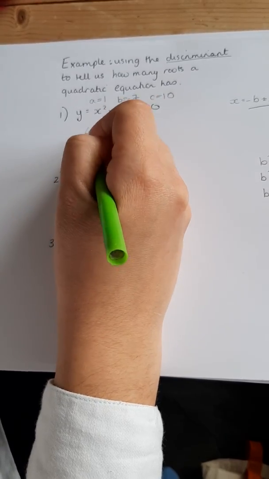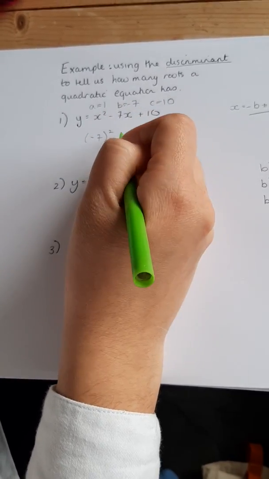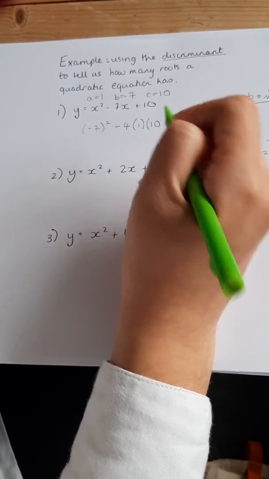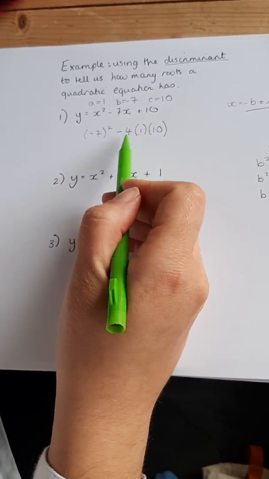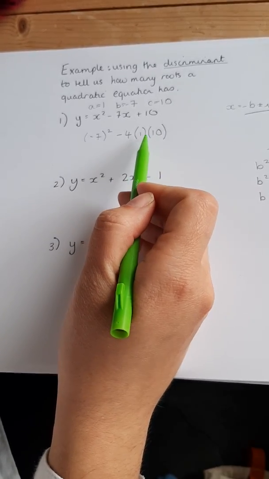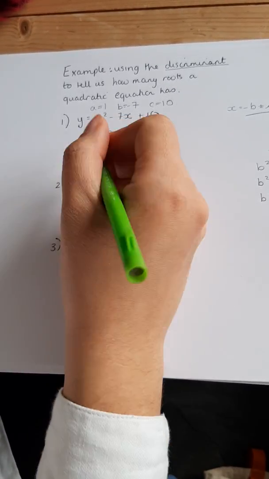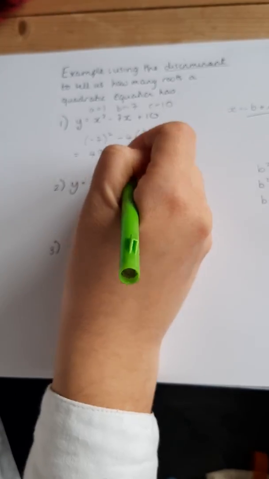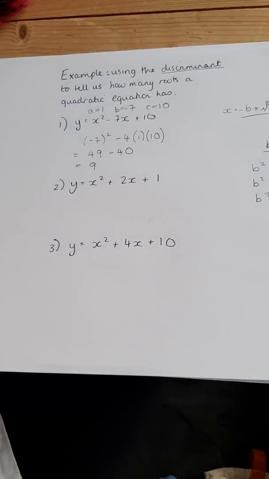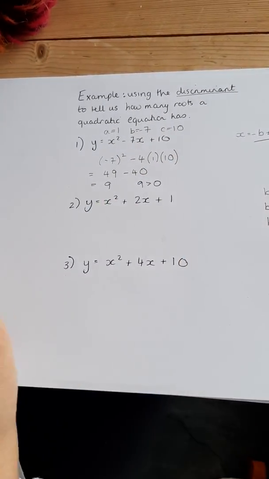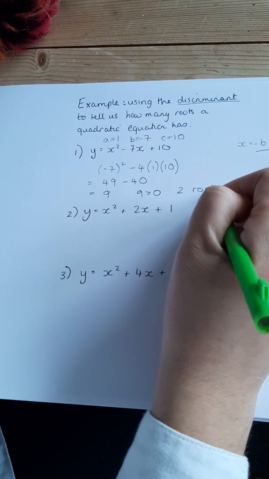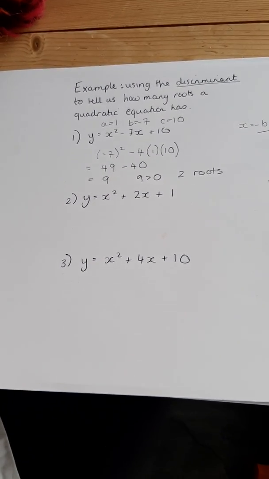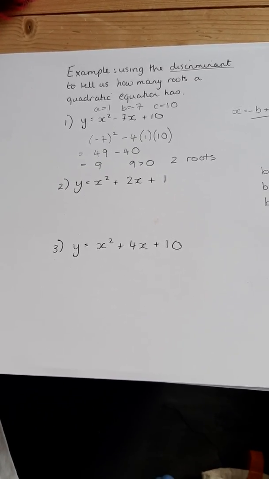So if we do minus 7 squared for the b squared, minus 4 times 1 times 10. Remember, when we just put brackets next to each other, that means they're multiplying each other. Once we've done that, we get 49 minus 40, which equals 9. Now 9 is obviously greater than 0, and so there would be 2 real roots to that quadratic equation, which means it would cross the x-axis at 2 places.